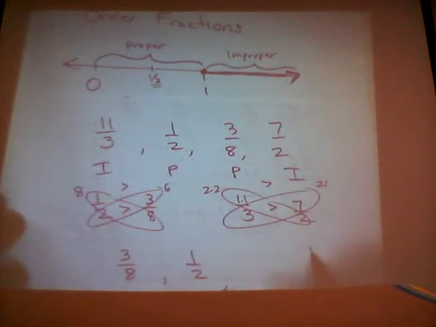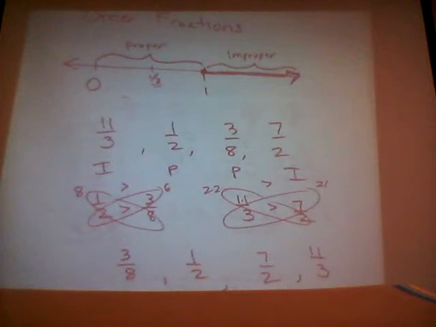If 11/3 is greater, 11/3 is going to be my largest, and 7/2 is going to be my smallest, and I am done. It is as simple as that to put fractions in order from least to greatest.